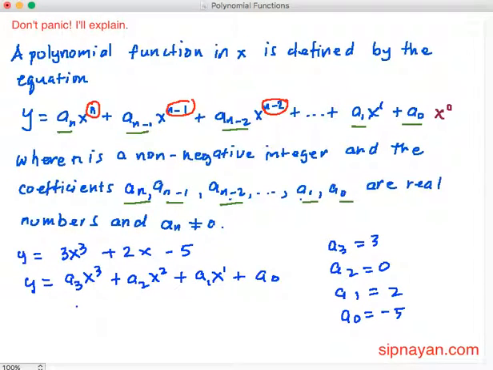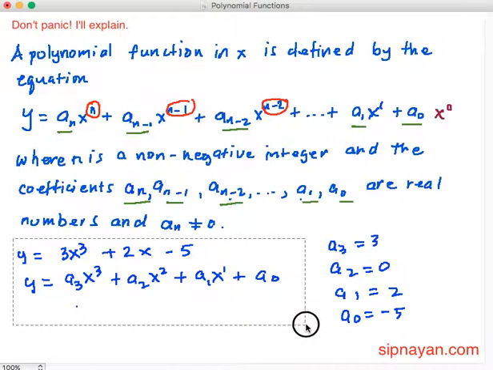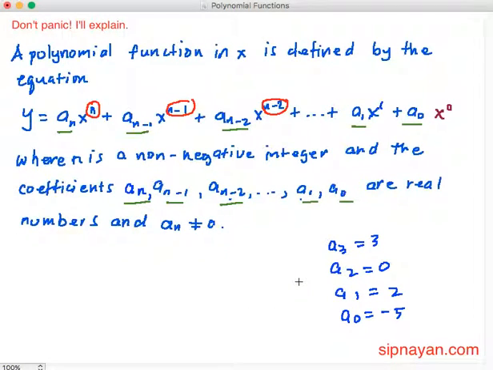Yung a sub n minus 1, a sub n minus 2 are coefficients. Itong mga to ay decreasing exponents. So kung mapapansin niyo ang nilalagay natin dito is we write the polynomial such that the exponents are decreasing. So kung meron tayong hindi decreasing yung exponent, we have to rearrange it, no? So I think we can have one more example before we end.